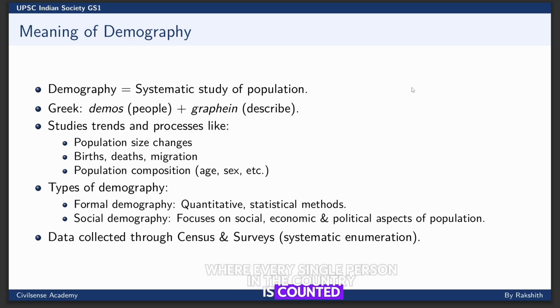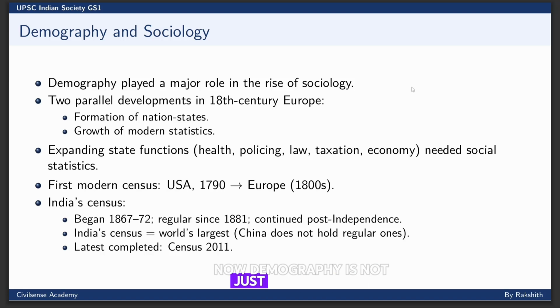Now, demography is not just important on its own, it has actually played a major role in the birth of sociology itself. Let us go back to the 18th century in Europe. It was a time when nation states were emerging and governments were becoming stronger, and also capitalism and industrialization were expanding. To rule effectively, governments needed information about their people. How many people live here, how healthy are they, and how much tax can be collected. So governments started collecting social statistics. This need led to the development of the modern census.